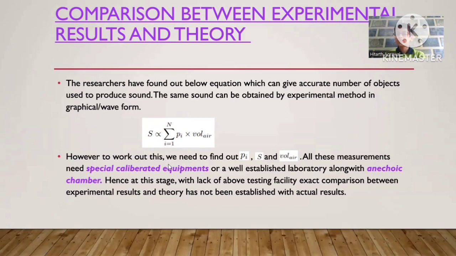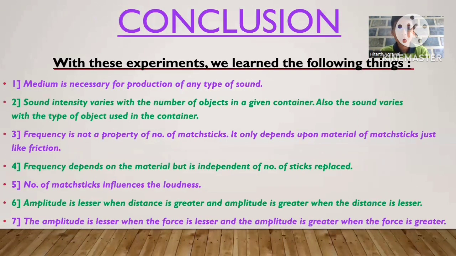However, to work this out, we need to find out the variables, right? The actual values of variables cannot be found at home, right? So all these measurements need specially calibrated equipment or a well-established laboratory along with an anechoic chamber. So now what is an anechoic chamber? An anechoic chamber is a specially designed chamber or room in which echoes or sound are blocked, or electromagnetic waves are blocked. Hence, at this stage, with the lack of the above testing facility, an exact comparison between experimental results and theory has not been established with actual results.